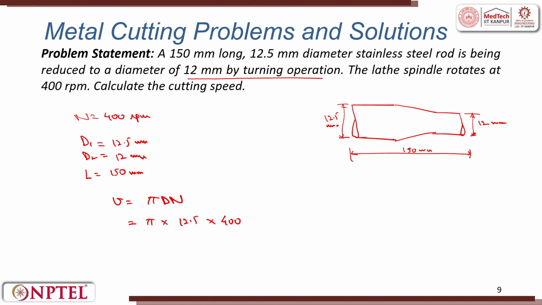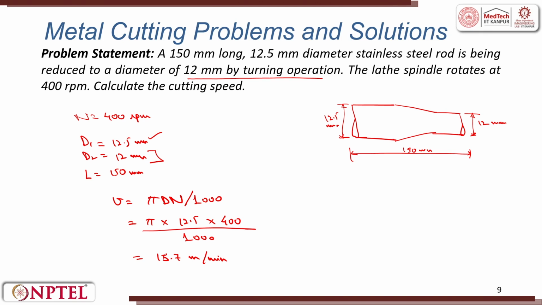Here, because this is given in millimeters, I have to also divide it by 1000. So this by 1000 gives me V as 15.7 meters per minute. Because I divided by 1000, I have converted the units to meters per minute, and the diameter was given in millimeters. So D2 is not required here. Anyway, it was given in the problem statement.